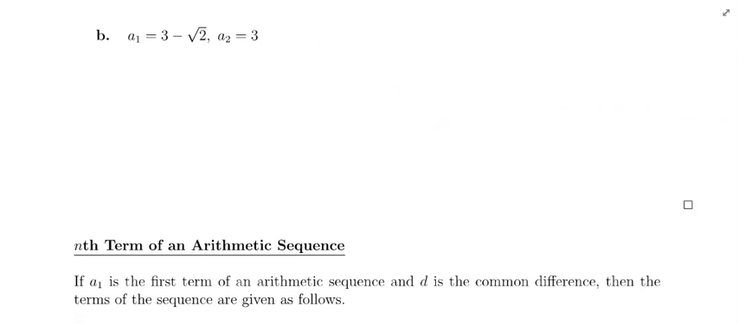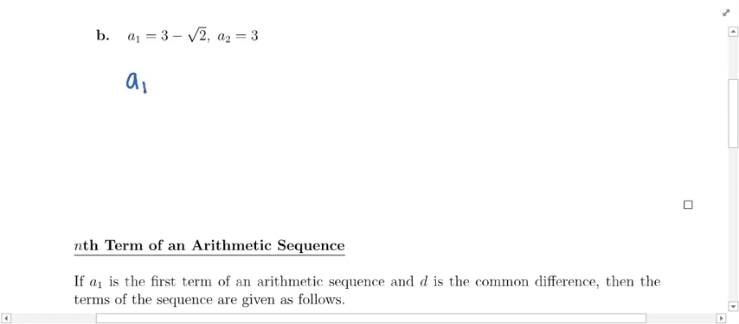Okay, so this time we're operating under the assumption that we are dealing with an arithmetic sequence, but we're told that A1 is 3 minus the square root of 2, and A2 is 3. Remember, we're asked to find the first 5 terms of this arithmetic sequence. Well, we already know A1 and A2, so I'm just going to jot these down again. A1 is 3 minus the square root of 2, A2 is 3. So then we need to calculate A3, A4, and A5.